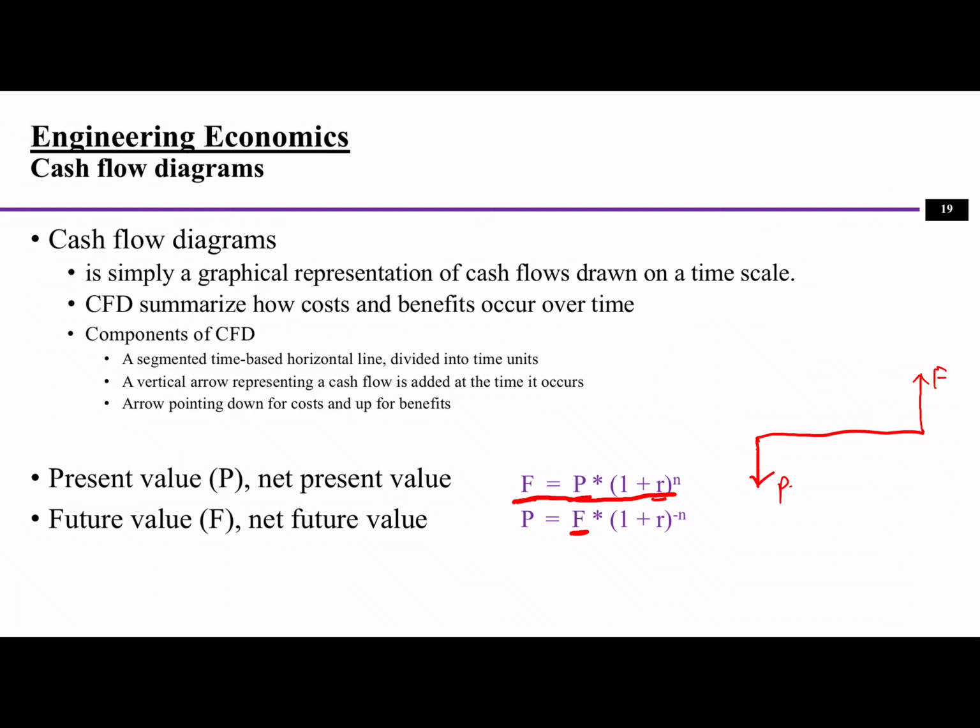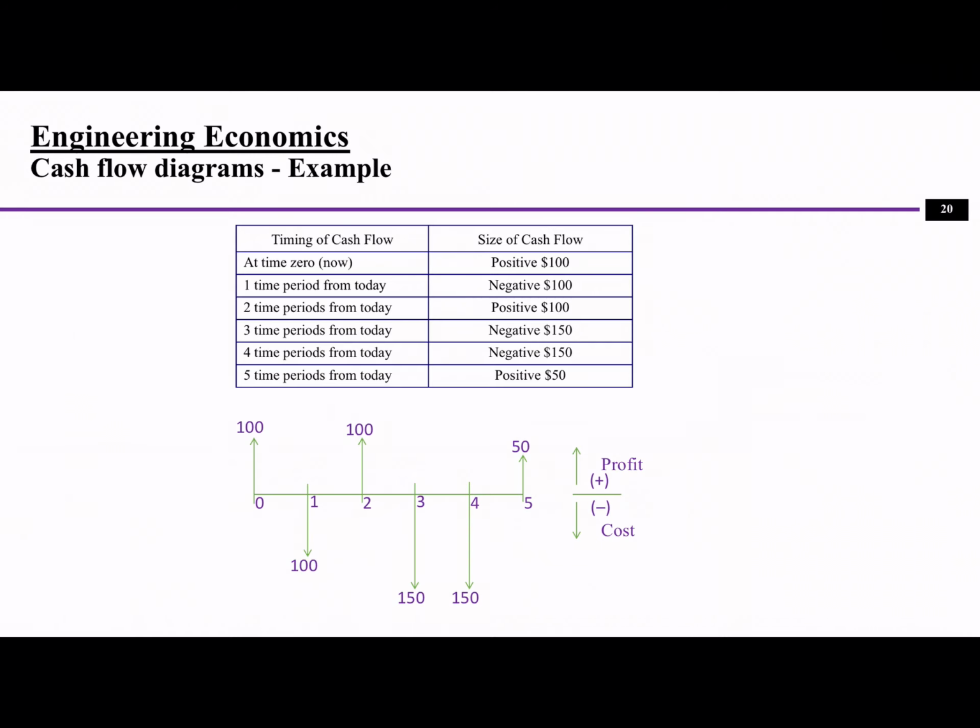For this course, unless it is specified, we just assume everything will be compounded, right? Everything will use a compound interest rate. This is our default case for engineering economics.